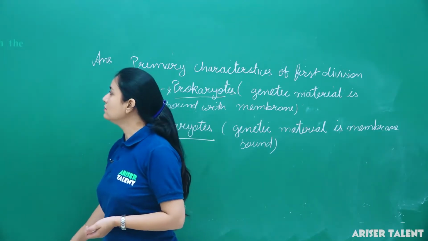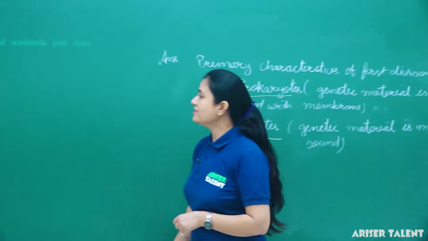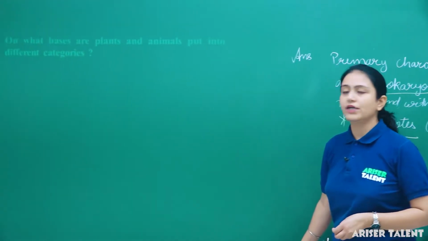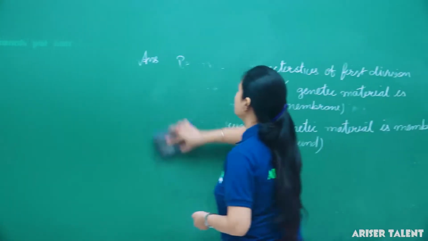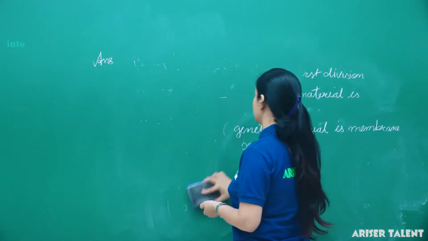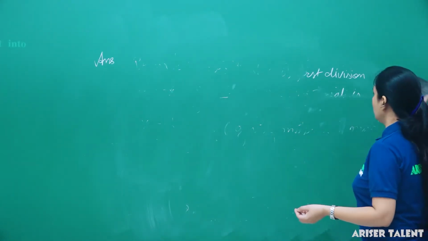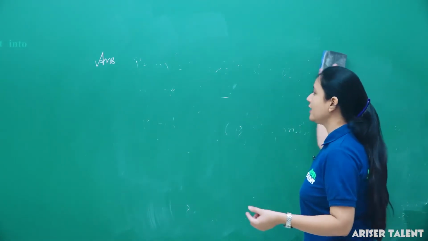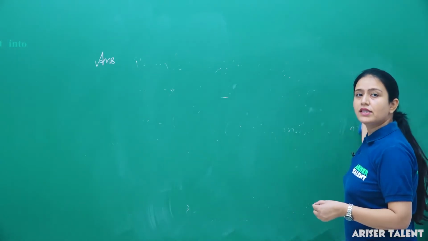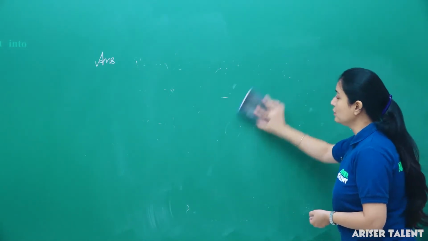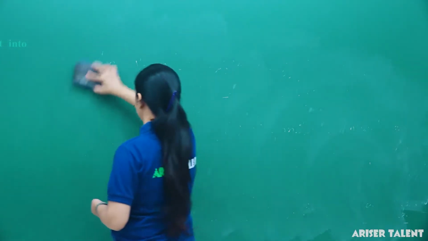Next is, on what basis are plants and animals put into different categories? As we all know, plants and animals have different characteristics. On the basis of those different characteristics, meaning their dissimilarities, they were kept in different groups. So what were the dissimilarities? Here we go with the answer.